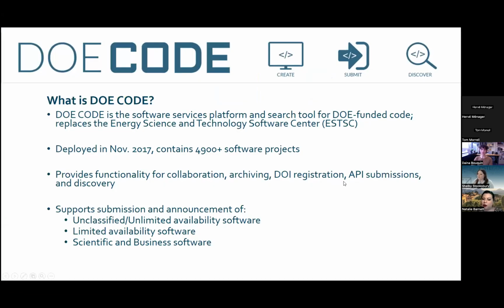So DOE Code is the software services platform and search tool for DOE funded code, and it replaces this old ESTSC service that we had. The application originally launched in November of 2017, and we've got over 4,900 software projects in there at this time. It provides functionality for collaboration, archiving, DOI registration, API submissions, and discovery. And then it supports submission and announcement of both unclassified, unlimited availability software, limited availability software, which is what we've just launched with our latest deployment, and then scientific and business software.